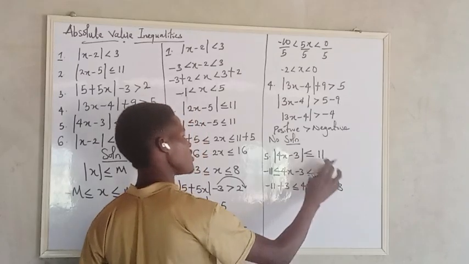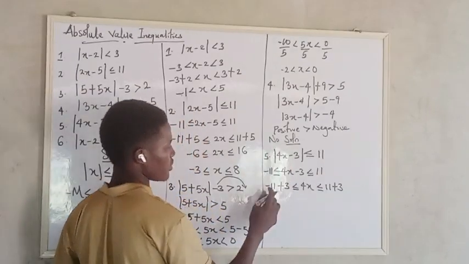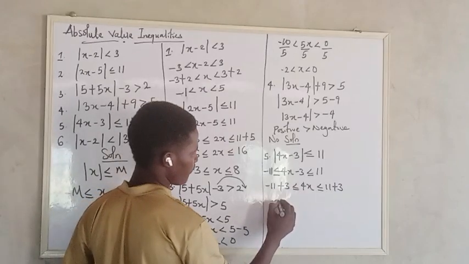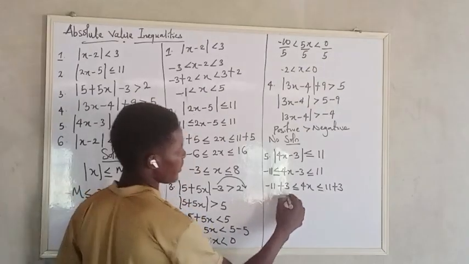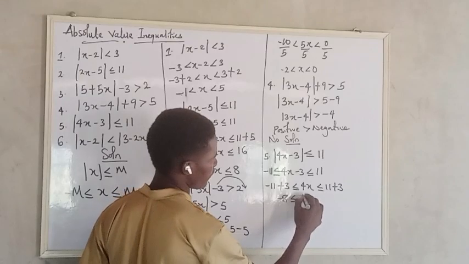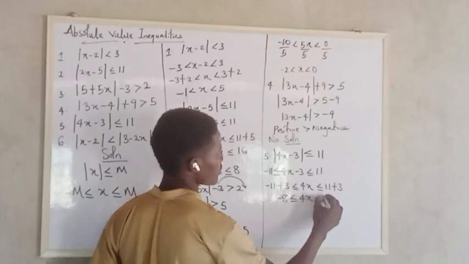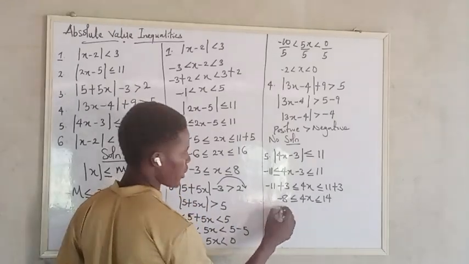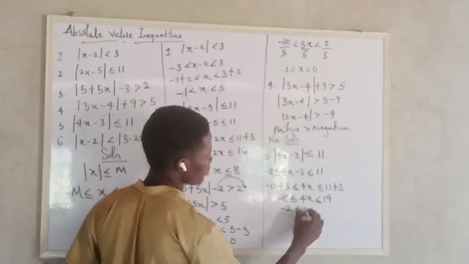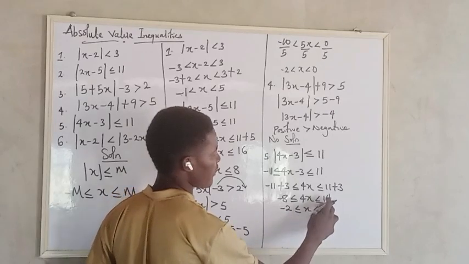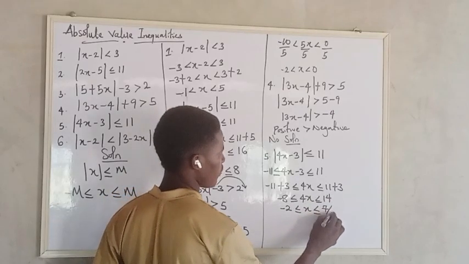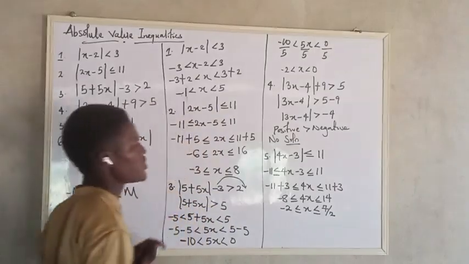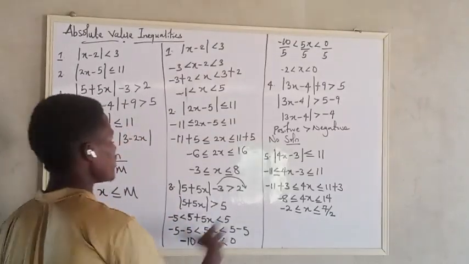So I draw this here and also bring it to this side. If you do this, we have minus 8 less than or equal to 4x less than or equal to 14. Divide everything by 4. If you divide this by 4, you have minus 2 less than or equal to x less than or equal to this divided by 4, which will be 7 over 2. So that is the solution to this question.